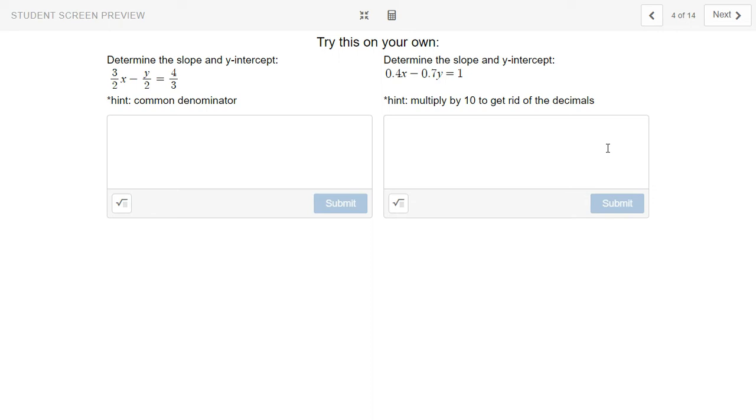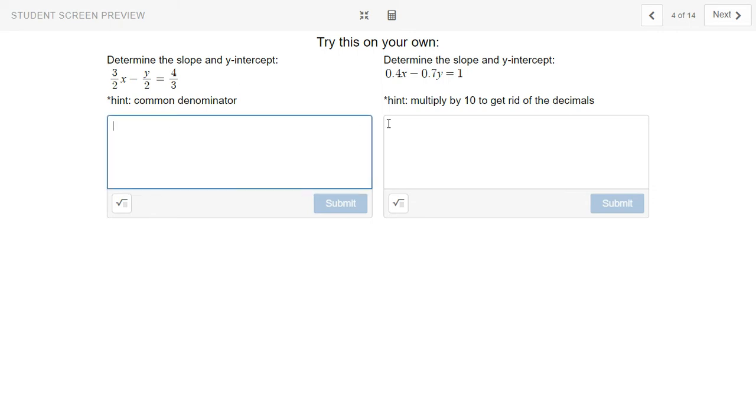I'm going to give you a moment now. Pause the video and try this on your own. All right, hope you've tried. Let's take this up. Determine the slope and the y-intercept.